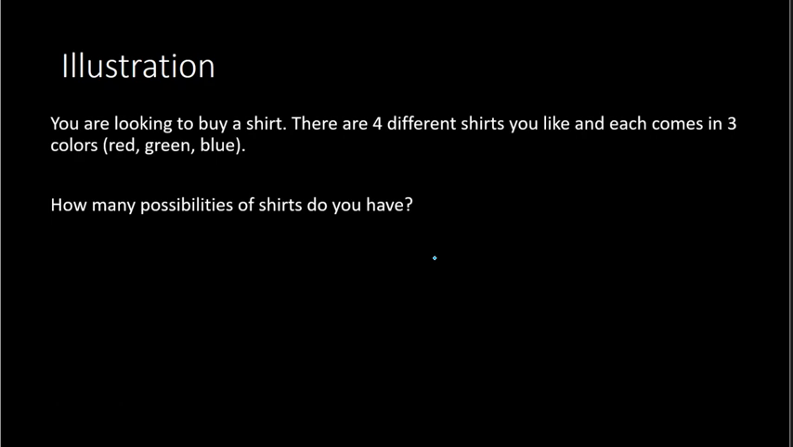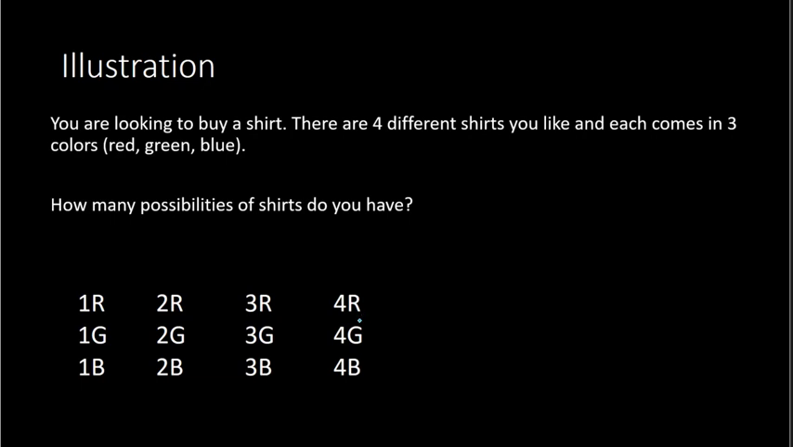While looking at the first shirt, it comes in 3 colors: red, green, or blue. So here for shirt 1, we have red, green, or blue. For the second shirt, we have the same number of options. It could be red, green, or blue. Third shirt, same thing. Fourth shirt, same thing. So what we have is going to be 3 times 4, or 12 possibilities of shirts. So we have 12 options to choose from.